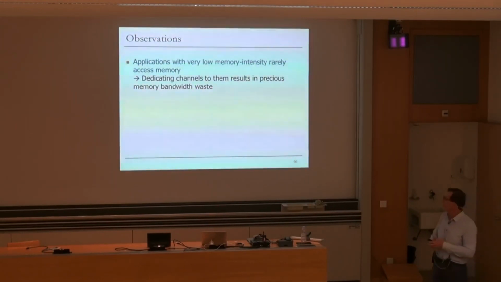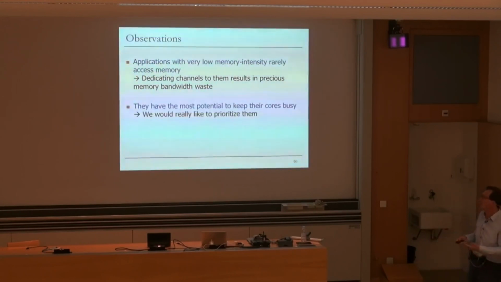It's based on an important observation. Basically, if an application has very low memory intensity, it accesses the memory rarely. If you dedicate a channel to that application or a group of such applications, you're really underutilizing the memory bandwidth that you have in that channel. You're wasting that bandwidth. You're reducing interference, no question about that, but you're wasting some bandwidth. So why waste such bandwidth if you can handle these applications in some other way?